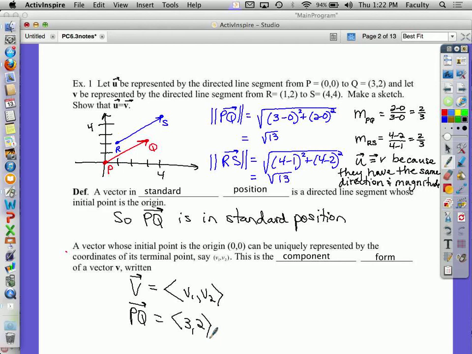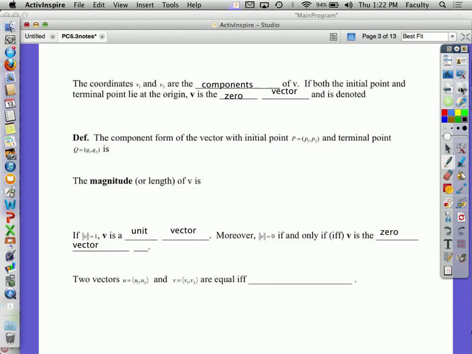So let me say this again. When it's in this component form, it's assumed the initial point is the origin, and what you have here are your terminal values, okay? All right, the coordinates v sub 1 and v sub 2 are the components of v. If both the initial point and the terminal point lie at the origin, vector v is called the 0 vector. It's usually bold, but I don't know how to make bold, so we're just darkening it in. The component form would be 0 comma 0.